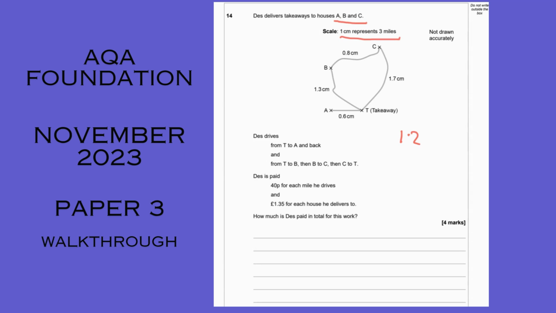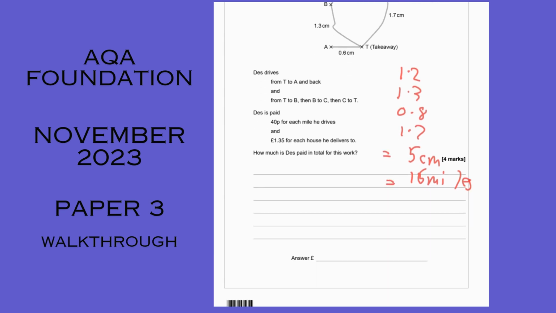He then goes T to B, on to C, and back round to the takeaway. So all his driving is 5, but don't forget the map, that's 5 centimetres. But let's convert that. Our multiplier is 3, so he's actually driven 15 miles. We can now move on.